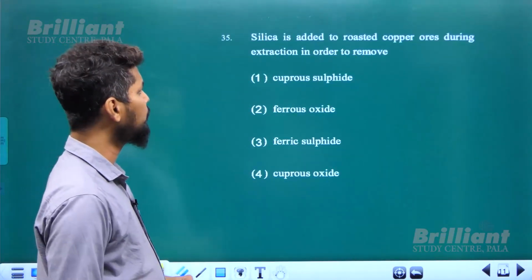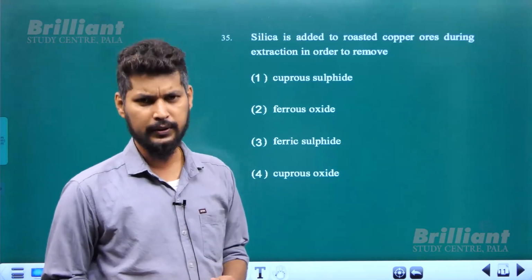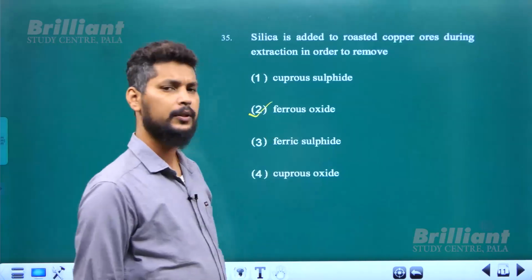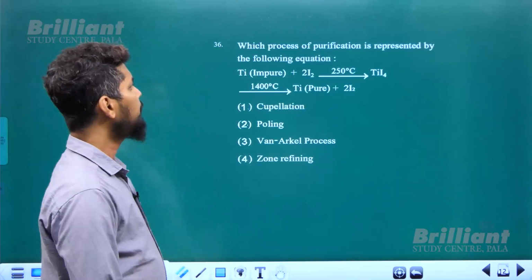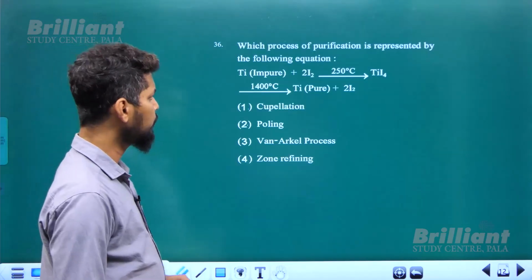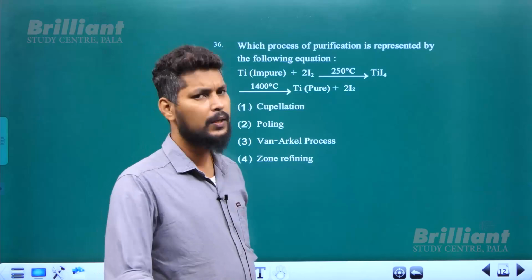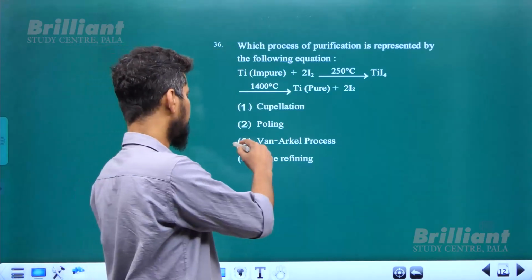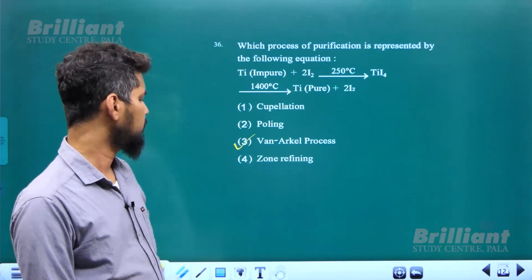Next, silica is added to roasted copper ores during extraction in order to remove iron oxide. It is ferrous oxide. Which process of purification is represented by the following equation? This is known as the Mond process. So the correct answer is option 3.